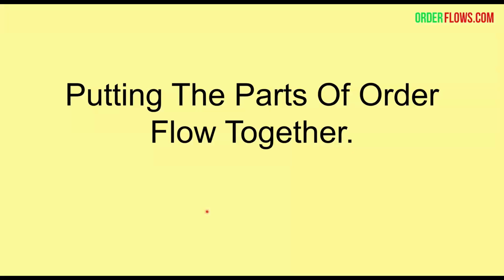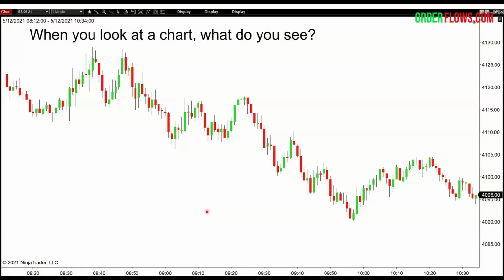Okay, so now that you know what point of control, delta, and imbalances are, let's start to put those pieces together, right? Because it's one thing to have that bit of information, but again, you've got to know how to use it. When you look at a normal bar chart, this is a candlestick chart, what do you see? You see where it opens, the high, the low, the close.